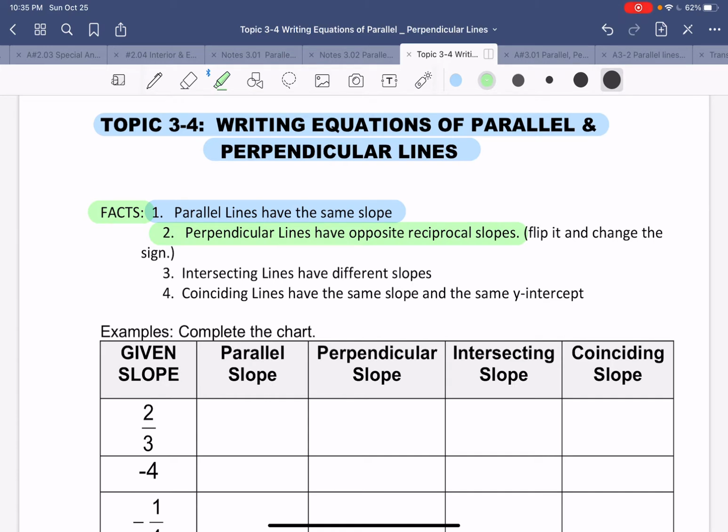So like Missy Elliott, we're going to put that thing down and flip it and reverse it. We're going to flip the numbers and change the sign. So we're going to think like Missy Elliott.